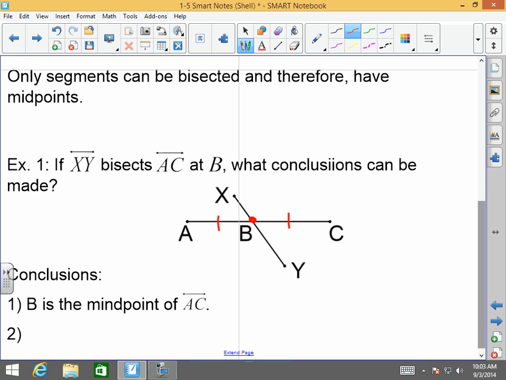Remember, we're in geometry now. We can't say they're the same anymore. We have to say they're congruent. So if B is the midpoint of segment AC, that means that AB must be congruent to BC. Does that make sense?